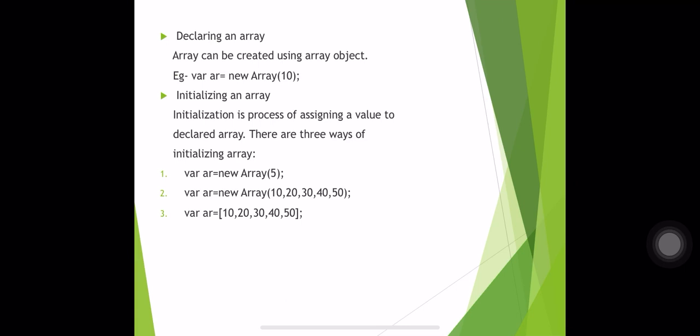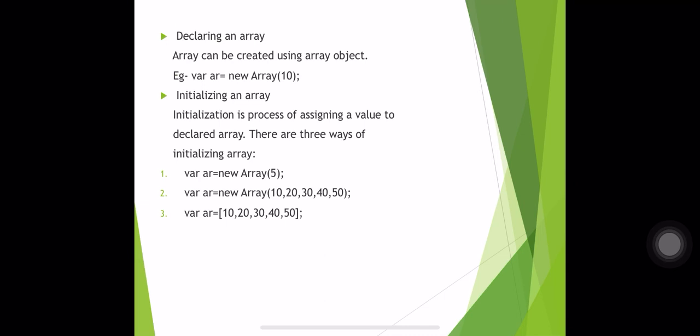An array can be declared using the Array object. An example is given there of how to declare an array, where the variable name AR is equal to new Array, which is the object of the Array class, and in brackets you have to give the size of the array. So I have given the size as 10.